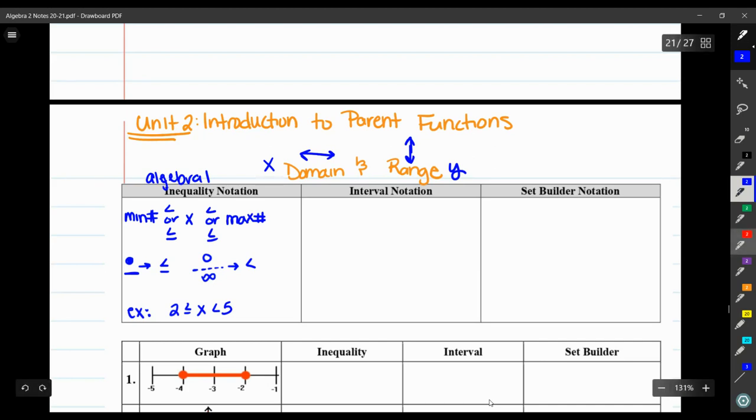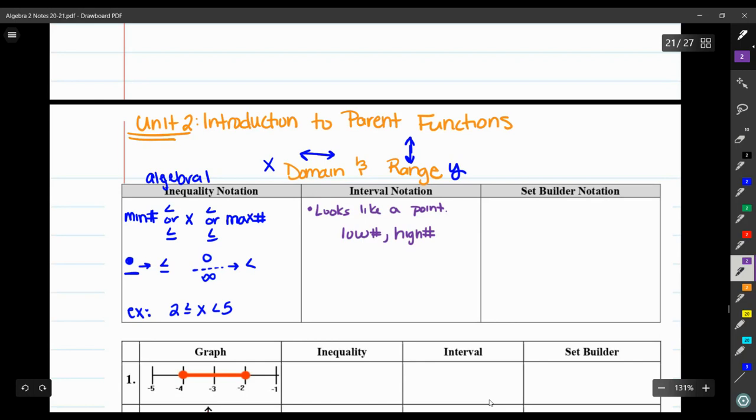We're going to take something new and we're going to do interval notation. So interval notation is probably the simplest way to notate domain and range. So first thing is interval notation looks like a coordinate point. So it looks like a point. Okay, now it's going to be the low number, comma, the high number. Again, min and max.